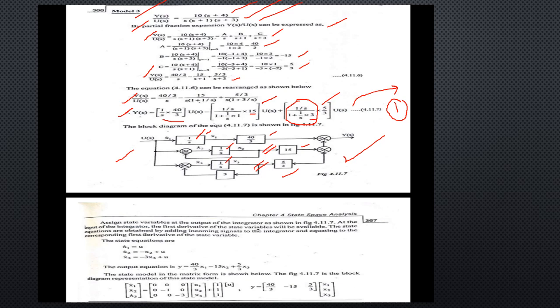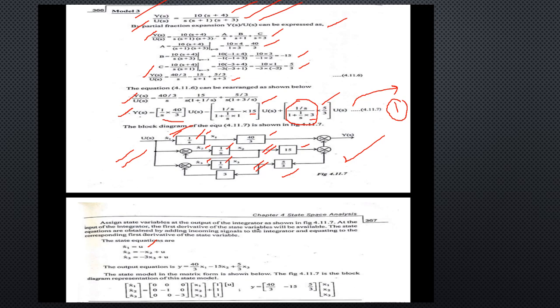Therefore the first integrator input is x1 dot, the second integrator input is x2 dot, and the third integrator input is x3 dot. So now write the equations for x1 dot, x2 dot and x3 dot by observing the state diagram. From the state diagram it is clear that x1 dot is nothing but the input only, x1 dot is equal to u.